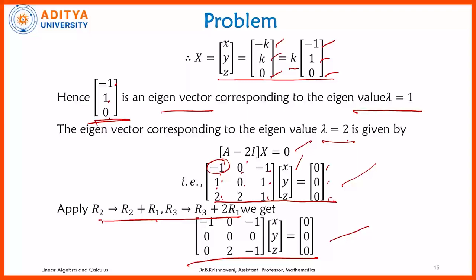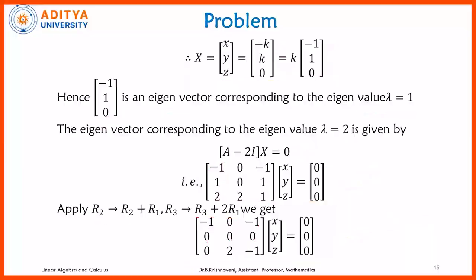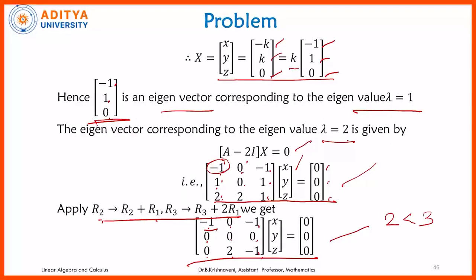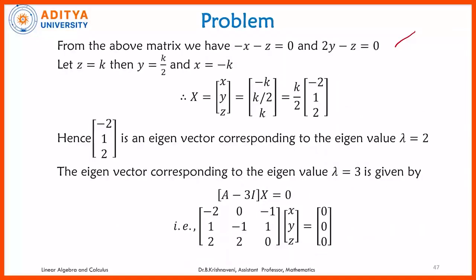The first row is minus 1, 0, minus 1, the second row is 0, 0, 0, and the third row is 0, 2, minus 1, times [x, y, z] equal to [0, 0, 0]. Clearly again the rank is equal to 2, which is less than the number of unknowns. Now let us consider the reduced system given by x minus z is equal to 0, 2y minus z is equal to 0. So now fix z is equal to k. Then from this equation we got y is equal to k by 2. Thereafter, by using the first equation we got x is equal to minus k.